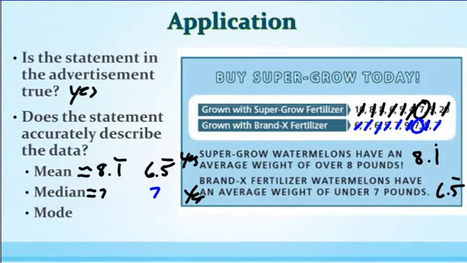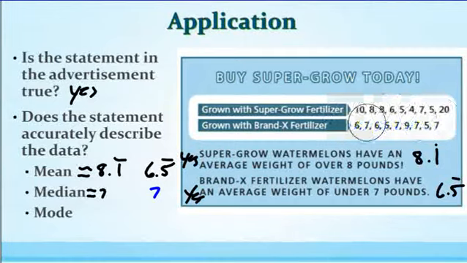And then the mode, we'll erase this so you can see the numbers that appear most often. In the Super Grow, we would say it is 8, because it has 2 of them in there. And then the one in the bottom, we would say it would be 7.